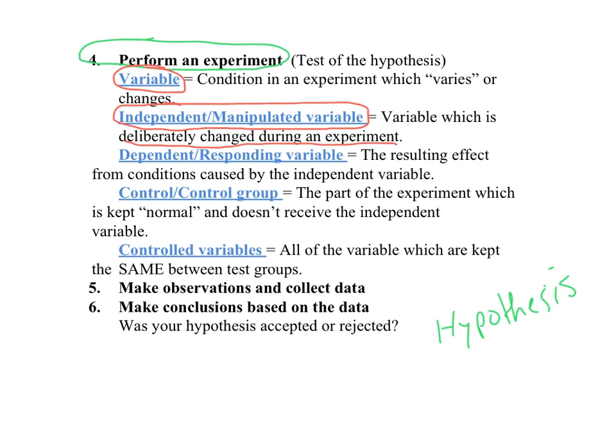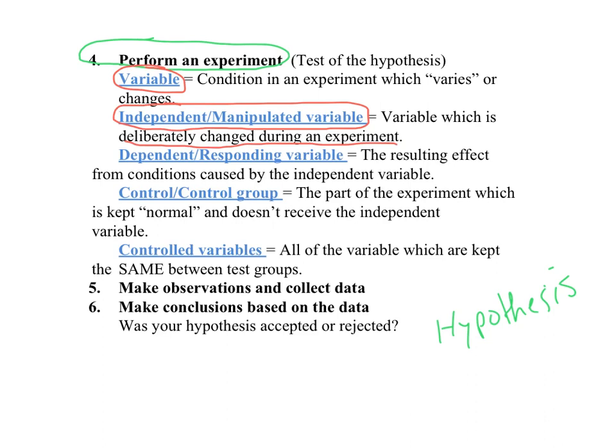For the sprinter, I was testing whether or not her track shoes made her faster. So it was the track shoes that was the independent or manipulated variable. With the flowers, it was the orange juice. I was testing whether the orange juice would make the flowers smell better.